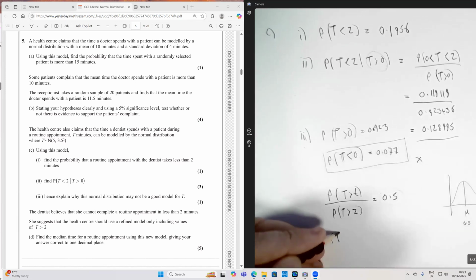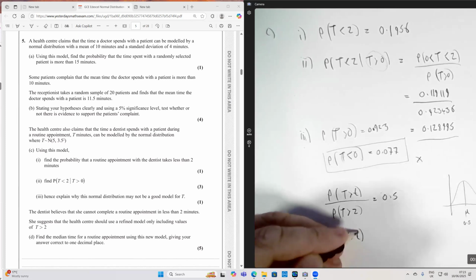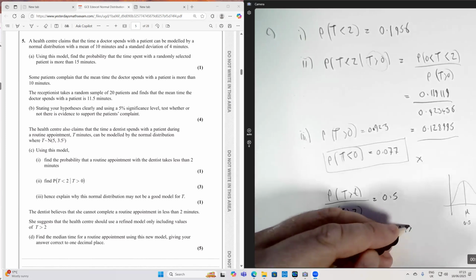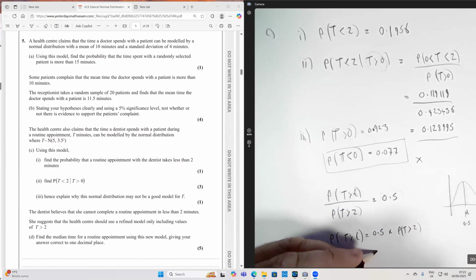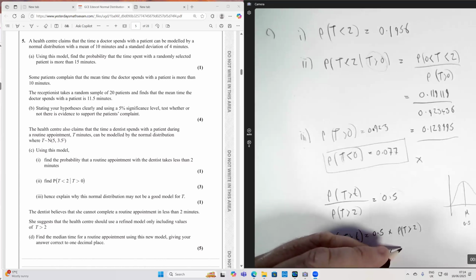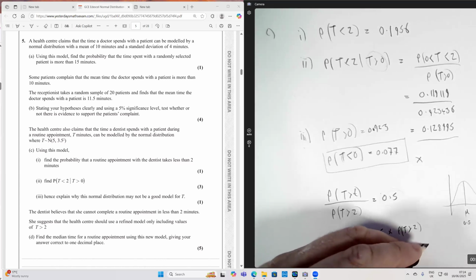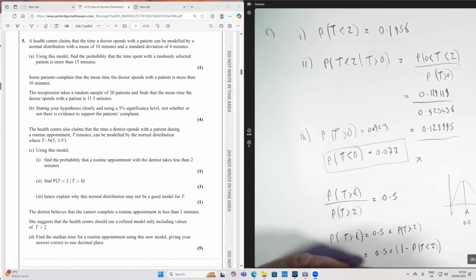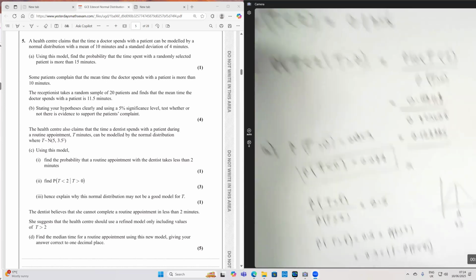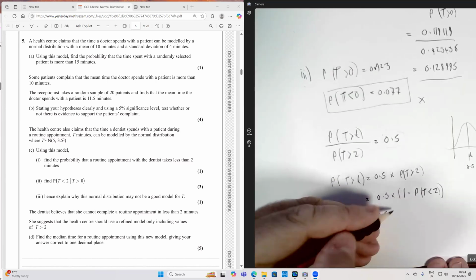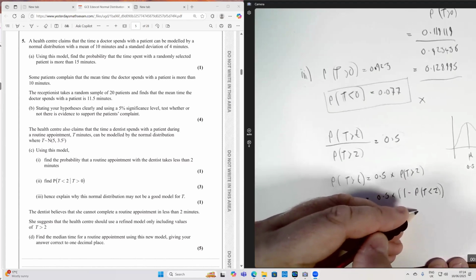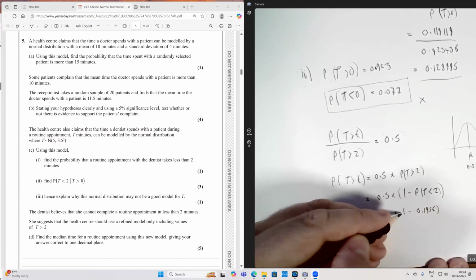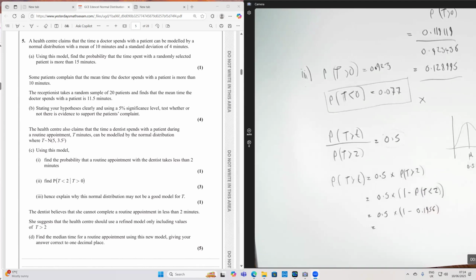So we can now say the probability that t is greater than some value t is equal to 0.5 times the probability that t is greater than 2. Well, that's the same as 0.5 times 1 minus the probability that t is less than 2. Now that's useful because we've calculated this probability earlier. So we know that the probability that t is less than 2, we found out earlier to be 0.1956.